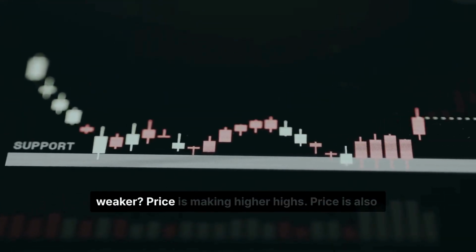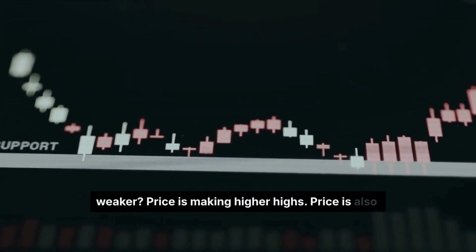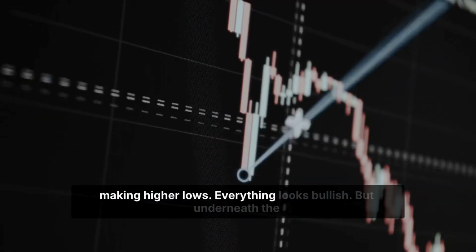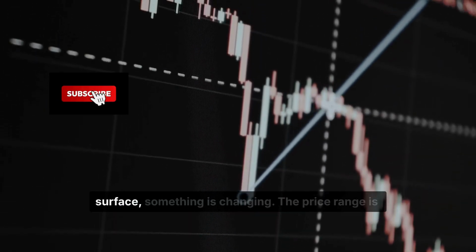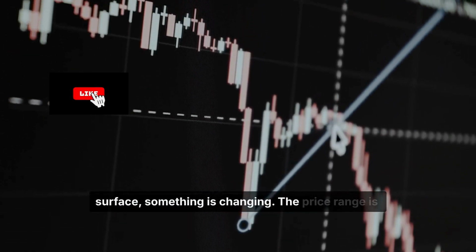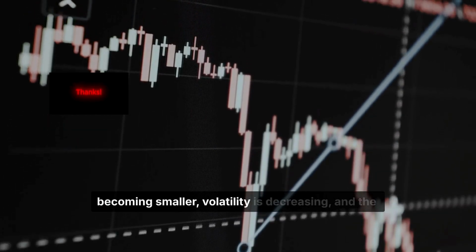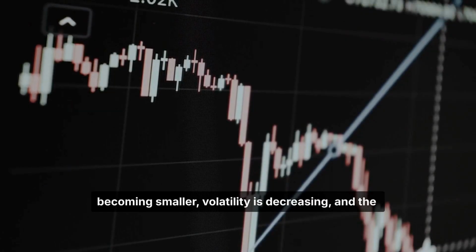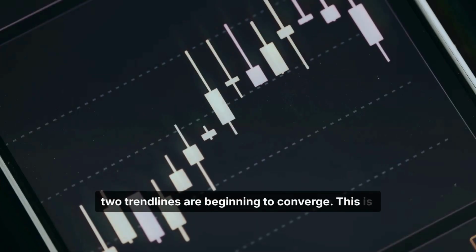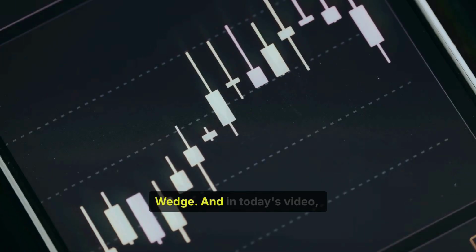What if a market keeps moving higher, but the buying pressure is actually becoming weaker? Price is making higher highs. Price is also making higher lows. Everything looks bullish, but underneath the surface, something is changing. The price range is becoming smaller, volatility is decreasing, and the two trend lines are beginning to converge. This is called a rising wedge.